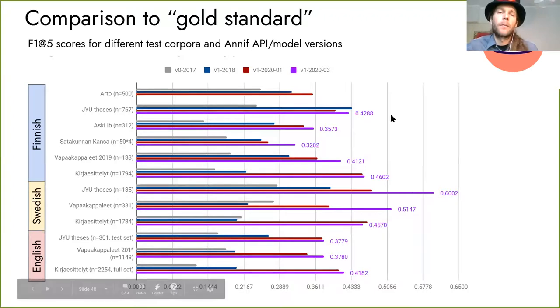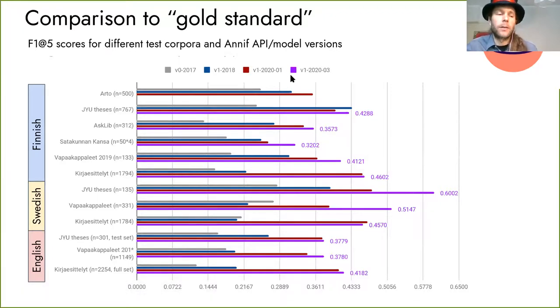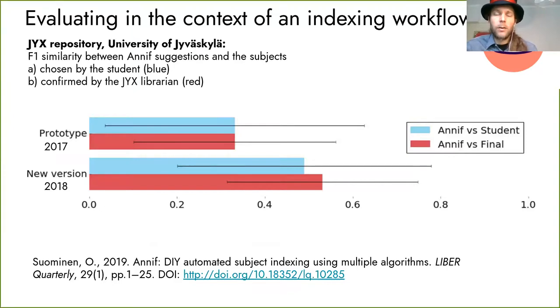And except for the first one, all of these newer models are basically ensembles consisting of several algorithms working together. This has been an important way for us to improve the quality, to train many models and combine them into ensembles.